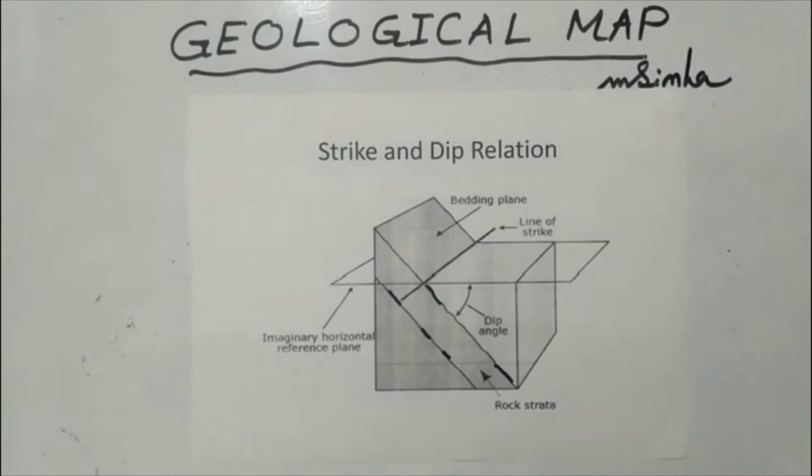What is dip? Dip is an angular value. Dip is an angle. Okay. Dip is the angle of the beds.